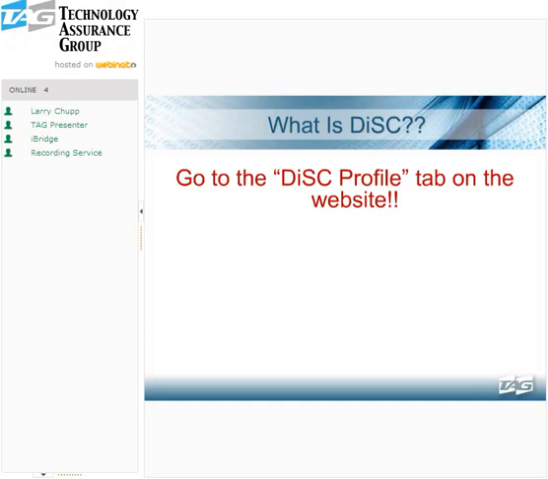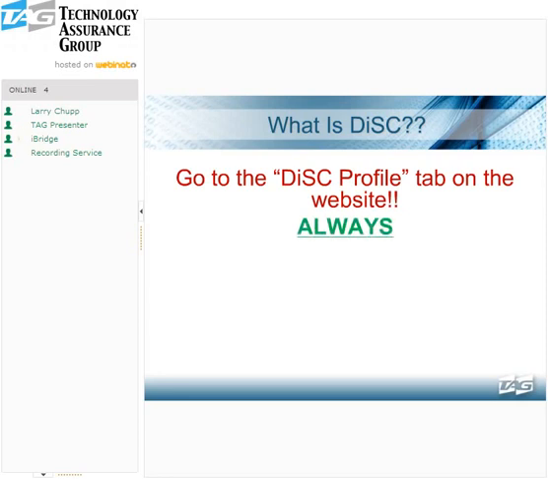In order to take it, you go to the DISC profile. Now, you took it off of our website, correct? I believe so. Okay. Well, you probably were given a link which bypassed that. It's actually on the homepage of the TAG website on the left-hand side, about halfway down. It'll say DISC profile.